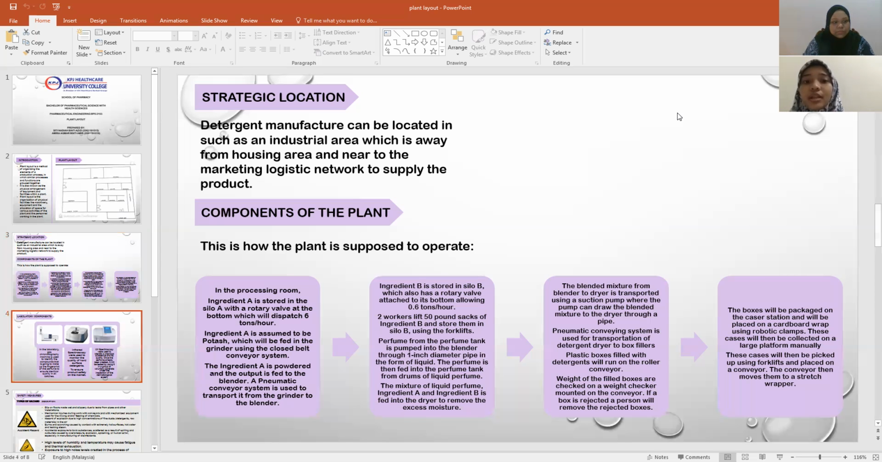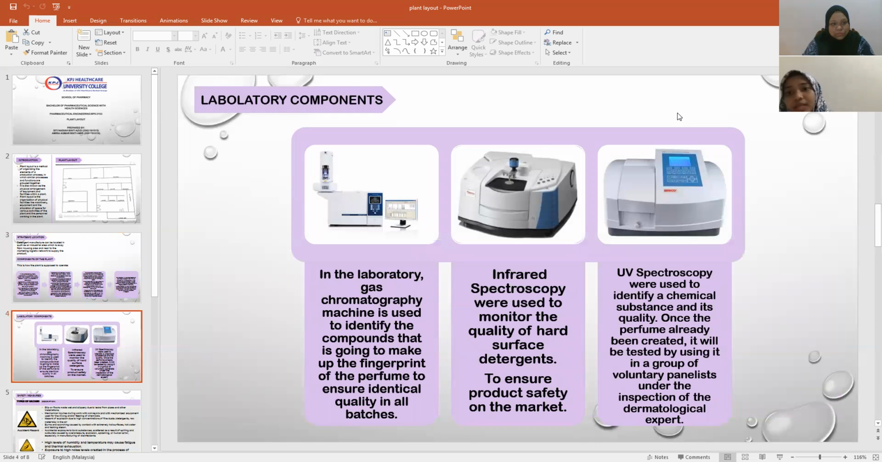So for laboratory components, it is in the laboratory. It is used for microbiological, chemical, physico-chemical tests to ensure the robustness, stability, safety, and effectiveness of the product. There are three equipments used in the laboratory. First, gas chromatography machine is used to identify the compounds that make up the fingerprint of the perfume to ensure identical quality in all batches.